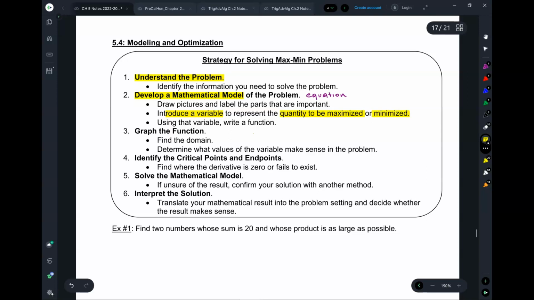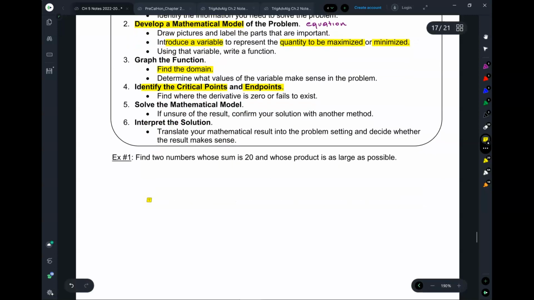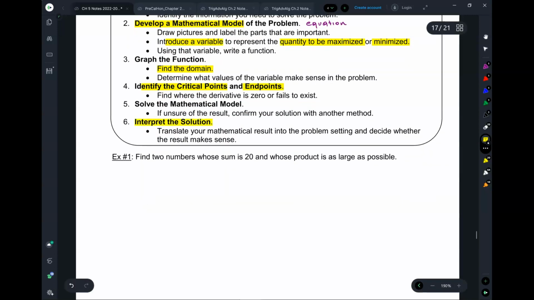And then you need to write a function. For that function, it's absolutely important to find the domain, so that now you're actually talking about real life things. So you have to have values that make sense, right? You can't be producing negative 2,000 desks or chairs in your company. And then the nitty gritty is just what we've been doing this whole time: find critical points, endpoints, and then solve the equation. The last step is to interpret the solution, and here's where you really have to ask yourself, does my answer make sense?